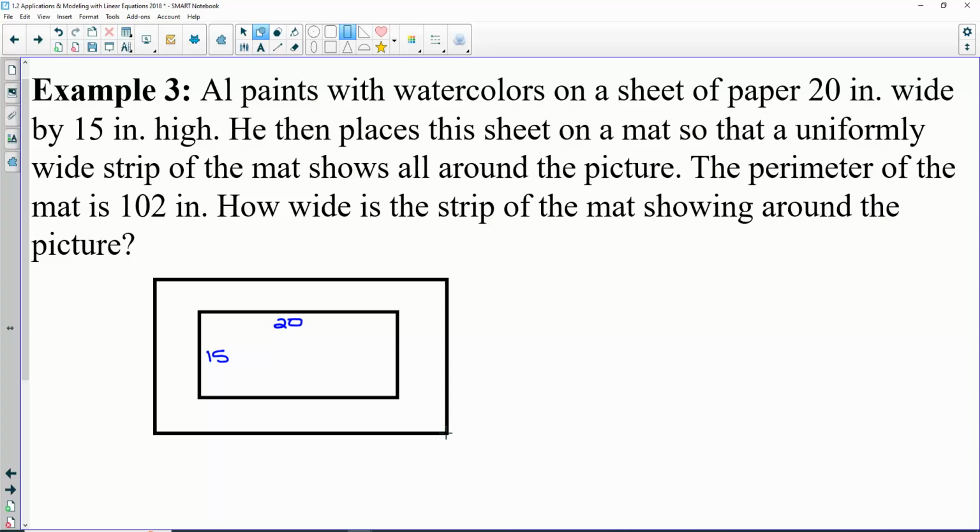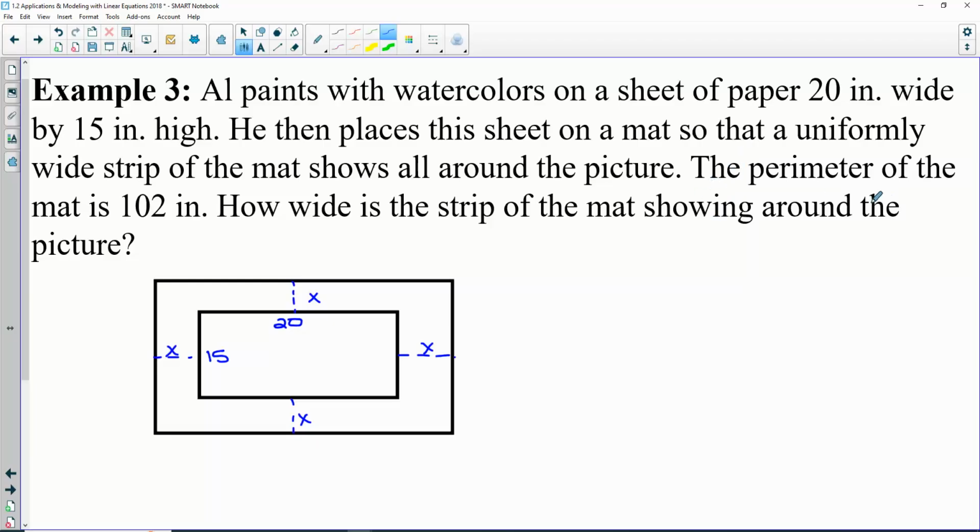And it says a uniformly wide strip. That means the amount showing, whether it looks like it in my picture or not, is the same. So this border is the same all the way around. Did I tell you how big that border was? So what could I call that? X. But I know they're all the same. All right. So far, so good?